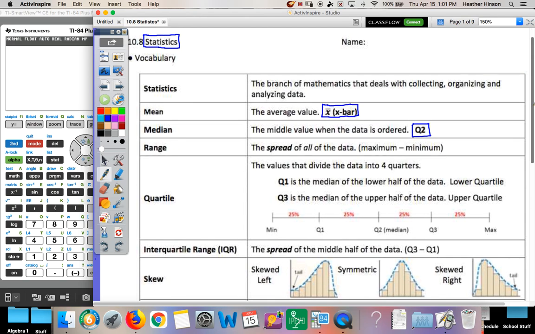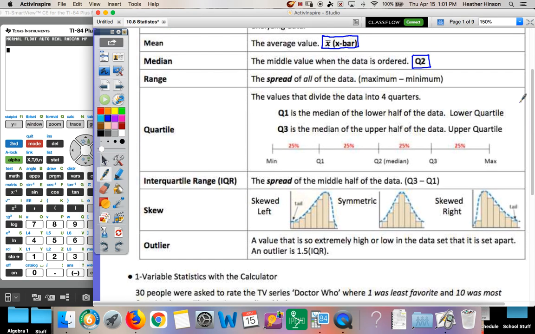Okay, a quartile. So a quartile, we divide our information up into 4 different quarters. Like there's 4 quarters in a dollar, so there's 4 quarters in our information, in our data. Q1 is the median of the lower half, so this is your halfway point. So Q1 is the median for the low half. Q3 is the median for the upper half. And you have your min, which is the absolute lowest, your max, which is the absolute highest, and then Q2.